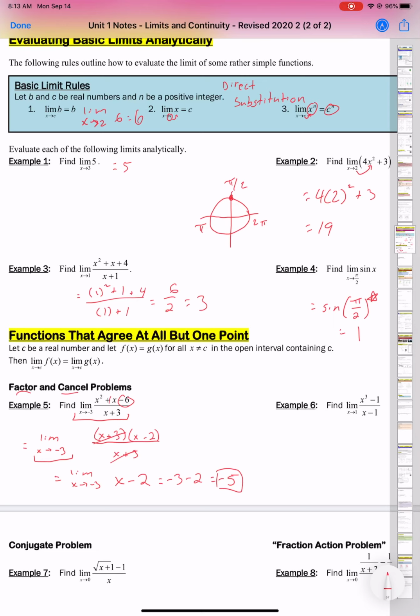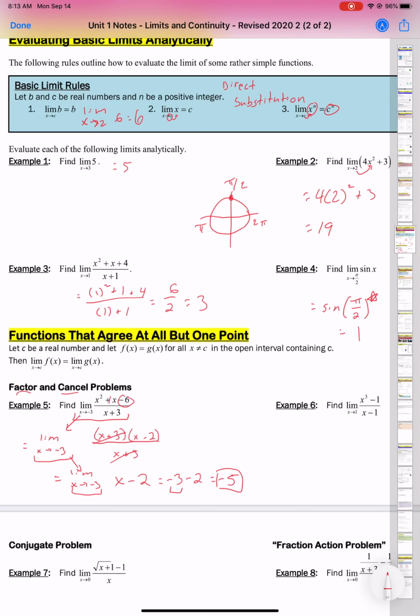Notice at each step, I had to keep writing limit as x approaches negative 3. I can only stop writing that when I actually plug in negative 3. Until you actually do the direct substitution, you need to have limit as x approaches negative 3 written every step of the way.